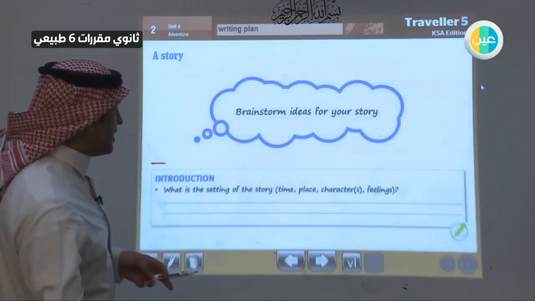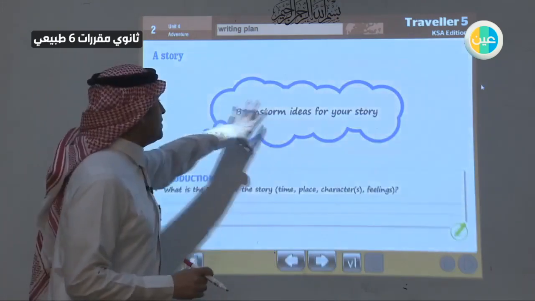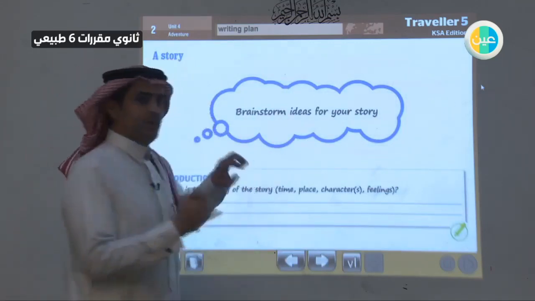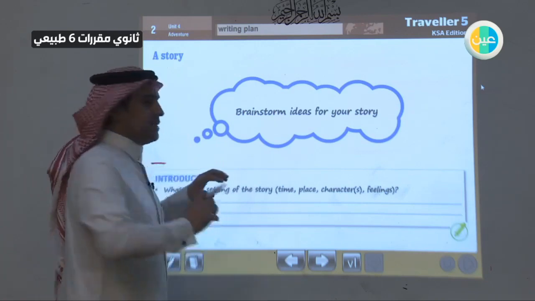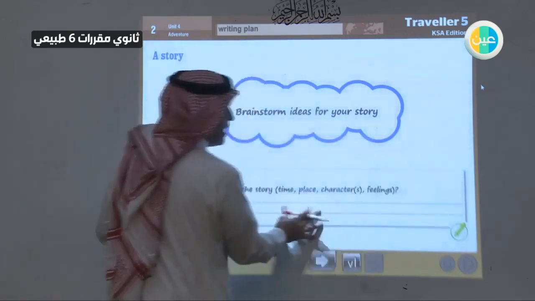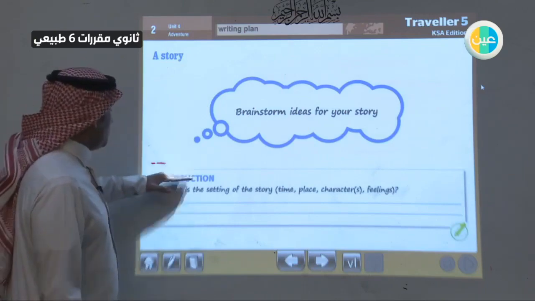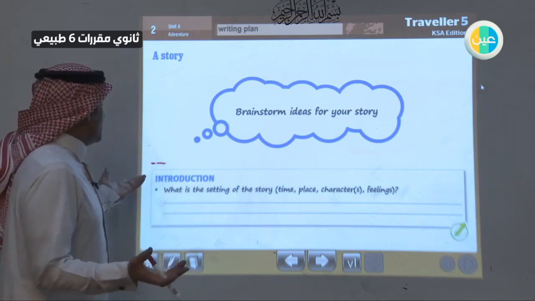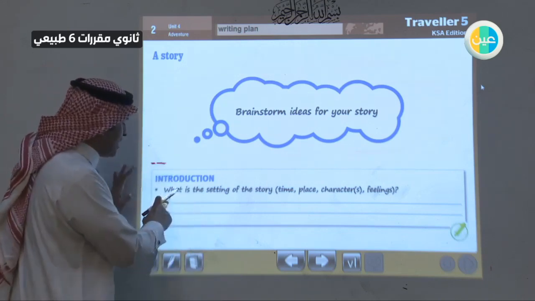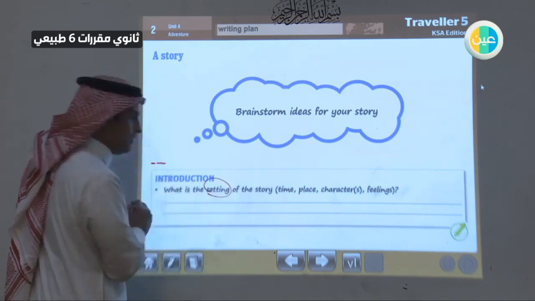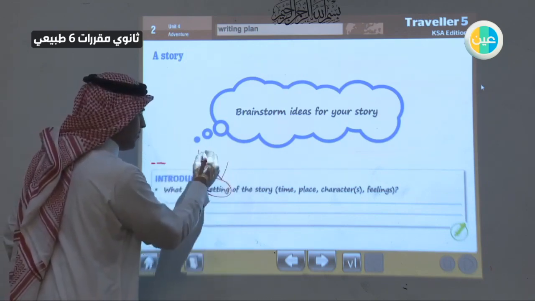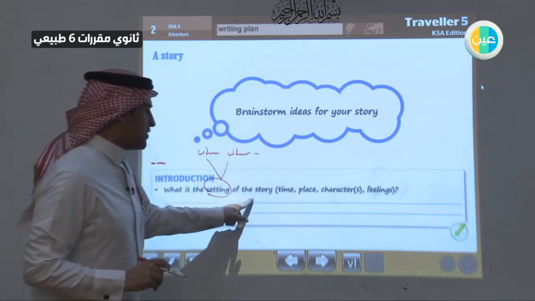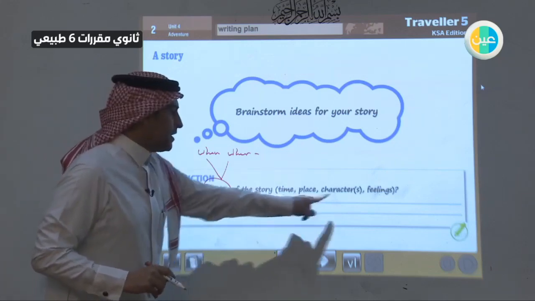Okay, brainstorm ideas. On page 38 in your workbook, there is a brainstorm section. It's very important to put your ideas, the sentences, what you want to say, all of them written on this page. It's divided into three boxes. The first one is the introduction. What do you need to write in the introduction? The first question is, what is the setting? It means where, when, the setting of the story: time, place, characters.